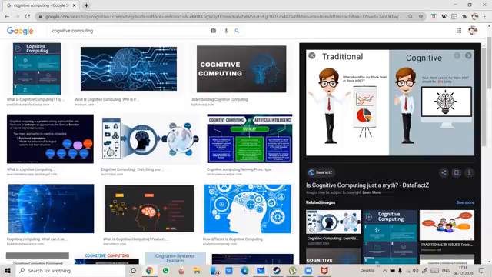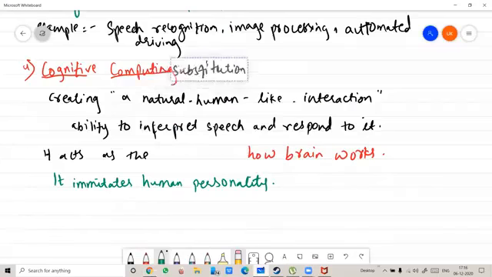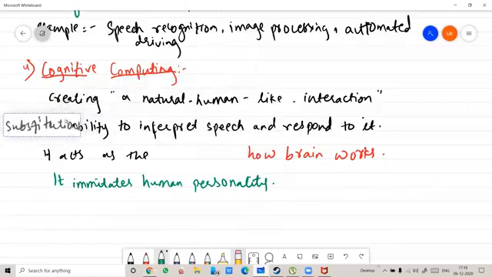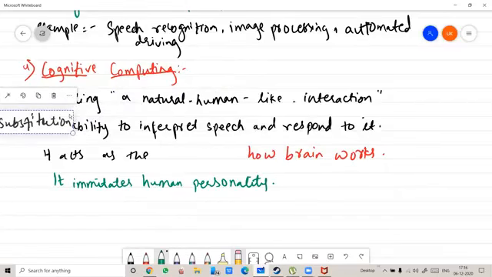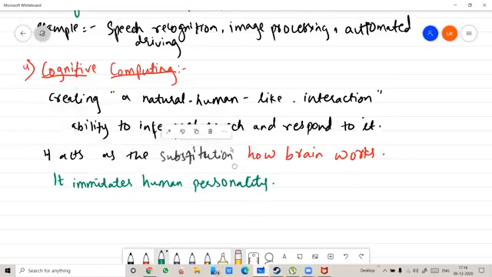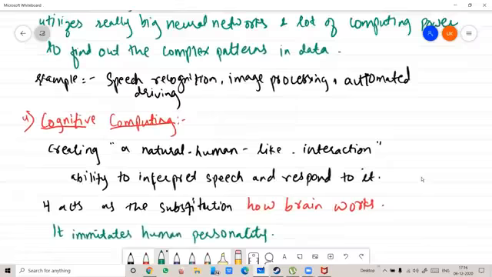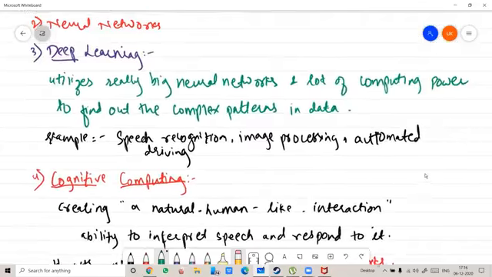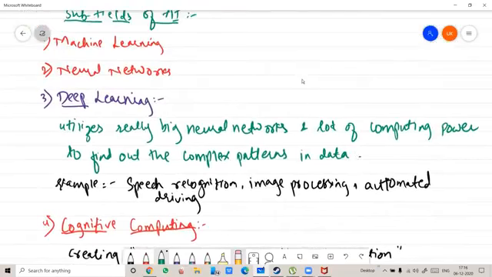So these are two more subtypes or subfields of artificial intelligence. Hope you've understood this also, students. The remaining two we'll see in the next lecture, inshallah.